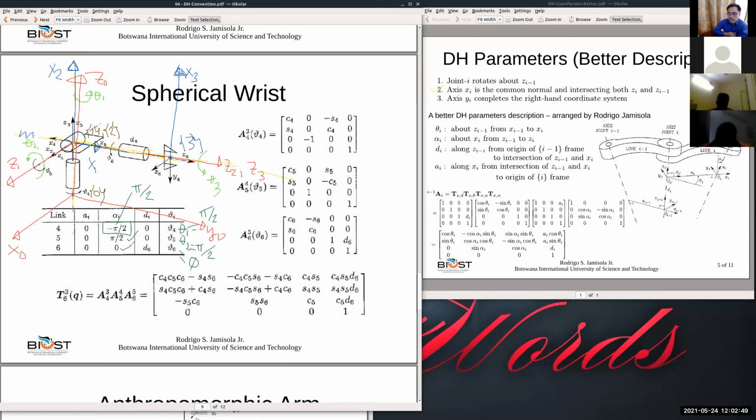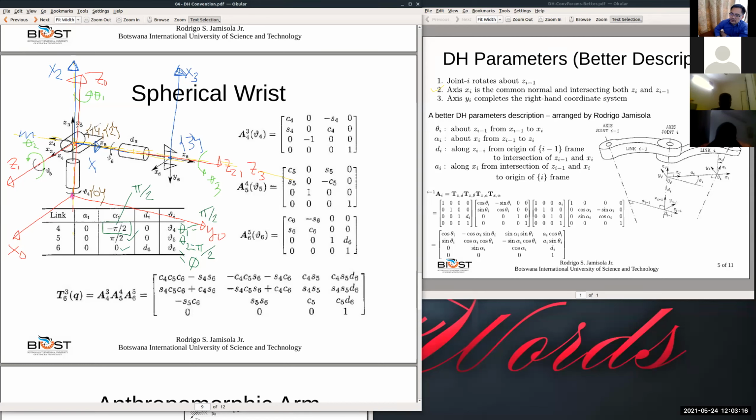Okay. Next, let's do the D's. So D1 along Z0. So this is Z0, along Z0 from the origin of frame 0. Origin of frame 0 is, let me change, the origin of frame 0 is there. Okay, origin of frame 0 to the intersection of Z0 and X1.